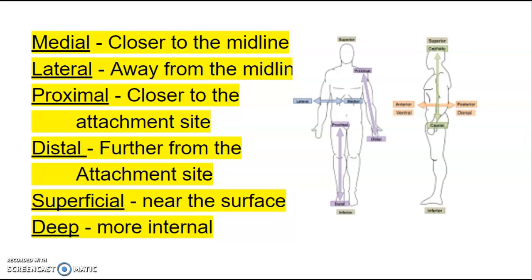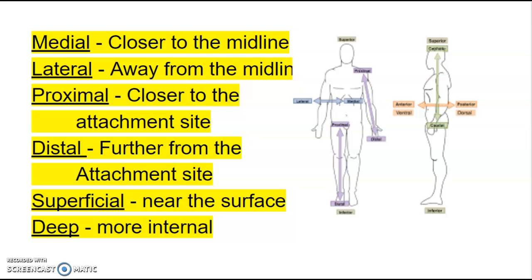Now, proximal and distal is very similar, but instead of talking about the head and trunk, you're talking about your arms and legs, or your appendages. When we say proximal, that means it's going to be closer to the attachment site. So my elbow is proximal to my carpals or wrist, and distal is further away. So when I talk about my digits, they are distal to my elbow.